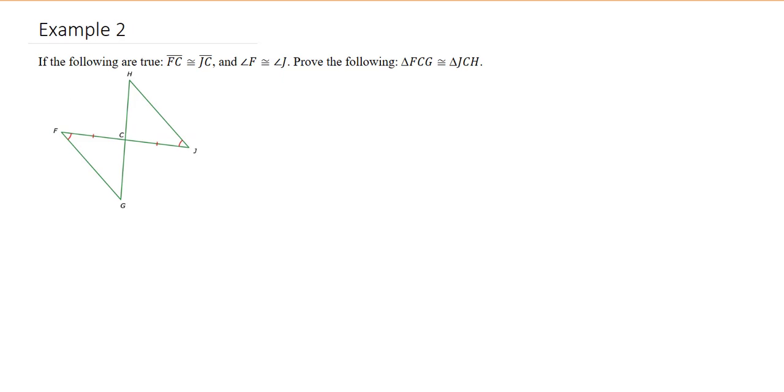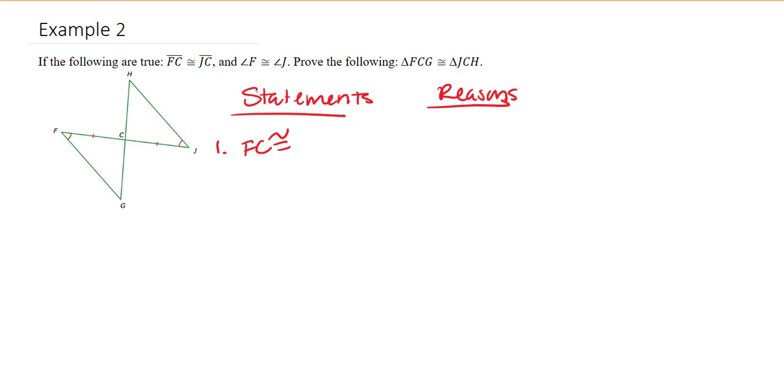Example 2. If the following are true, so the segment FC is congruent to JC and angle F is congruent to angle J, we're going to prove the following triangles are congruent then. So let's go ahead and write our statements, and then the reasons. So let's go with the segments that are congruent, and then the angles that are congruent. And it's just given to us.